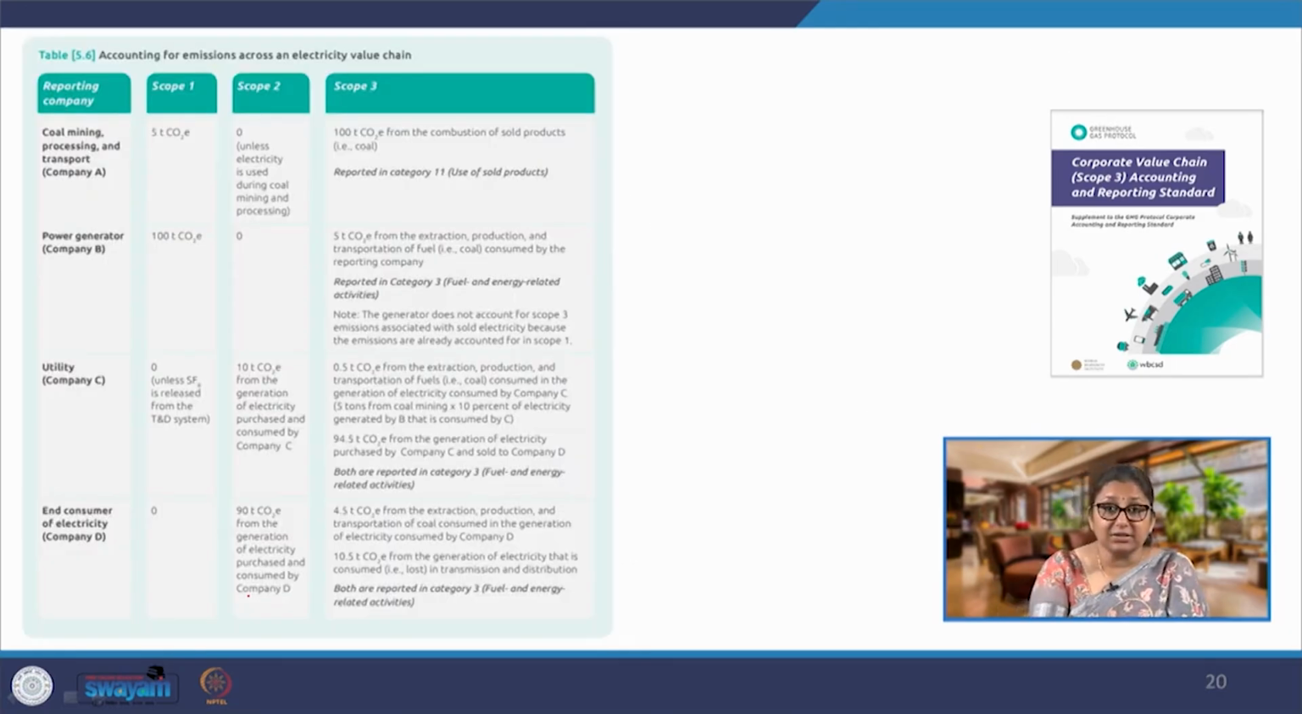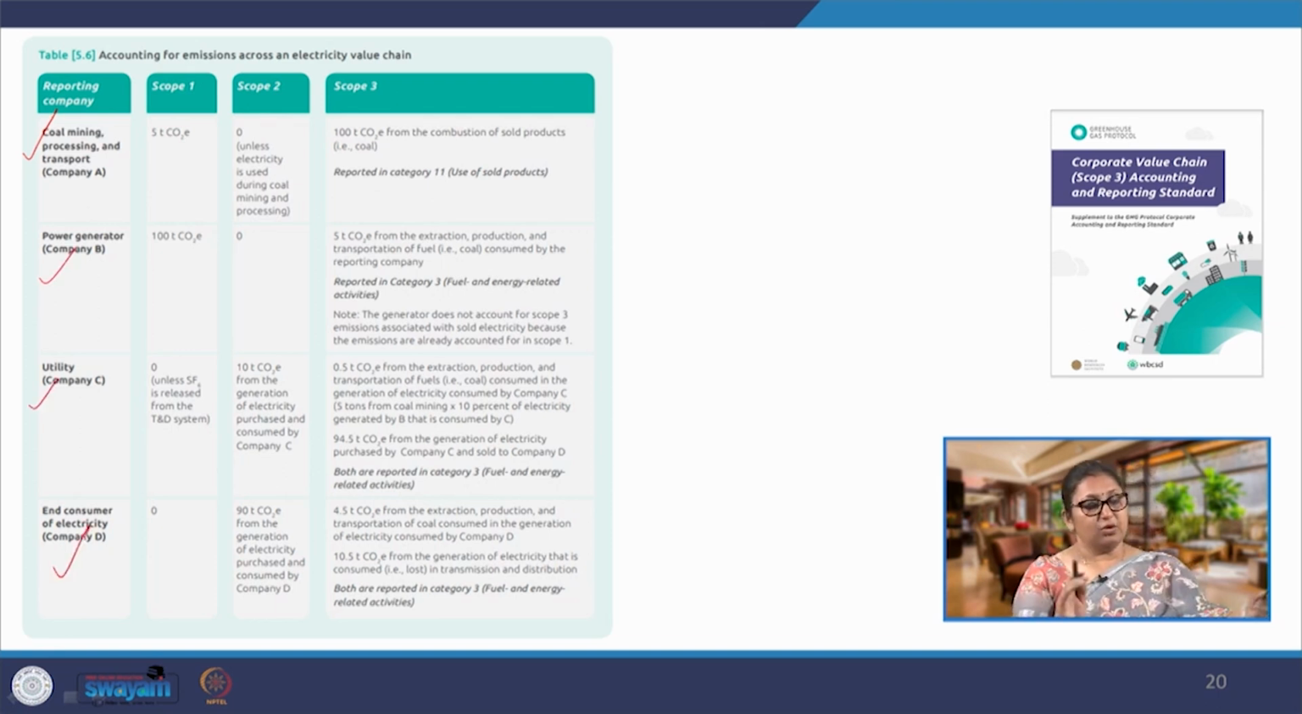Now, if we look at this entire cycle from production and transmission to the use of electricity, there could be 4 different parties involved: coal mining, processing and transport; power generator; utility; and end consumer.